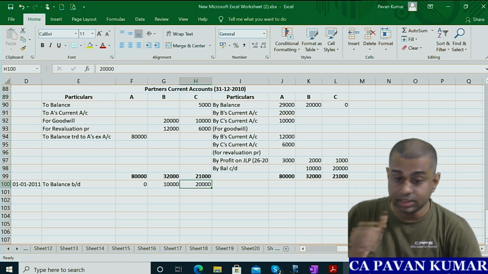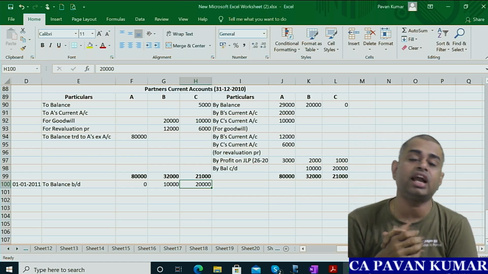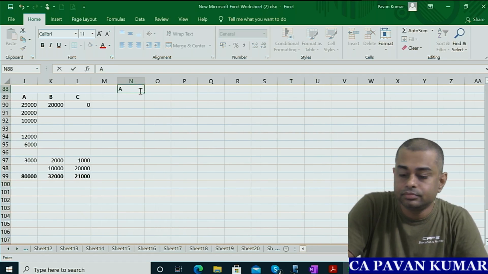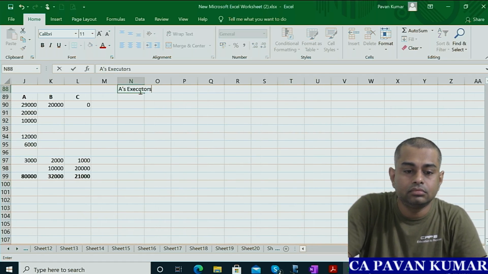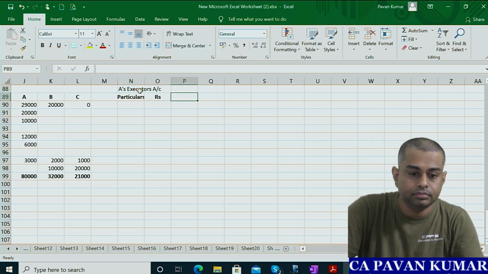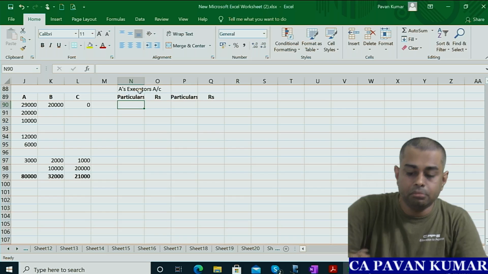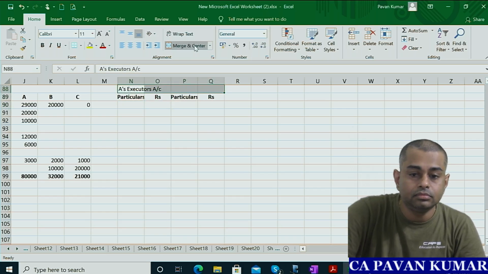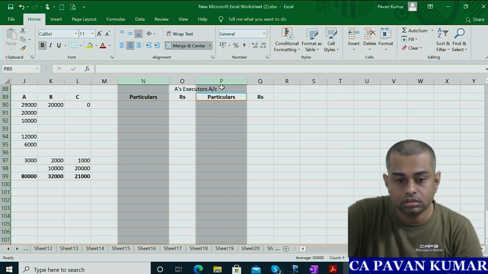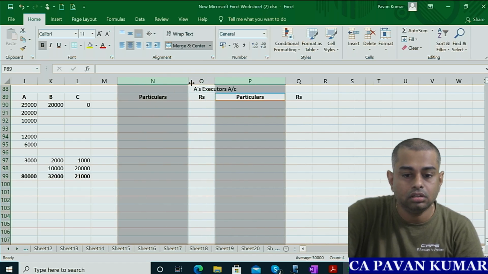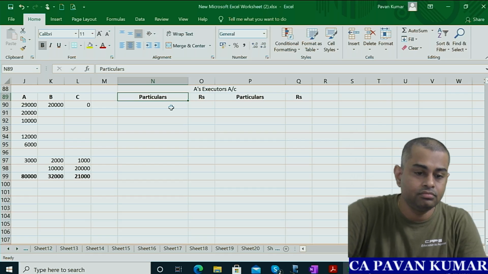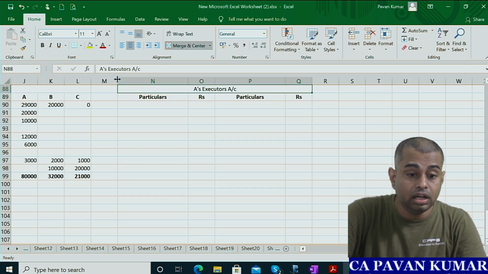Now what we do is we prepare A's executor's account. Particulars, rupees. Okay, particulars column. So we'll do one thing better. We write a date also. In A's account, let us write a date also.